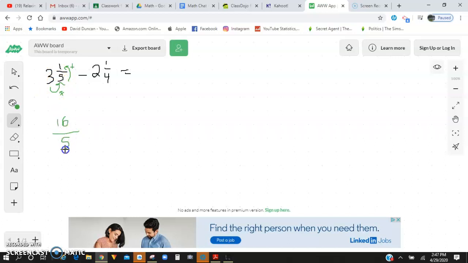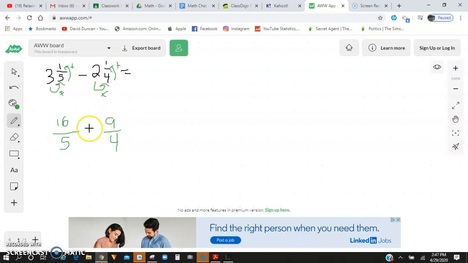That denominator does not change, because if I converted this improper fraction to a mixed number, I'd get 3 1/5, okay? We're going to do the same right here. I'm going to take my whole number, multiply it by my denominator, take that product and add it to my numerator. So 2 times 4 is 8. 8 plus 1 is 9. So I'm going to have 9/4.